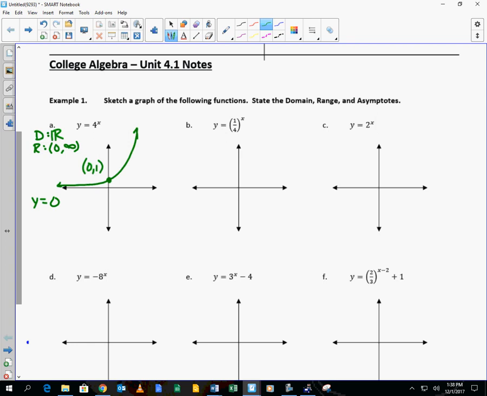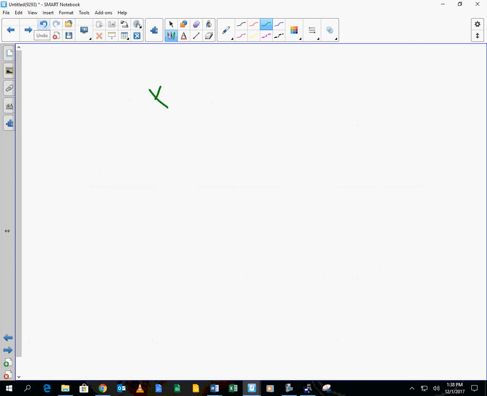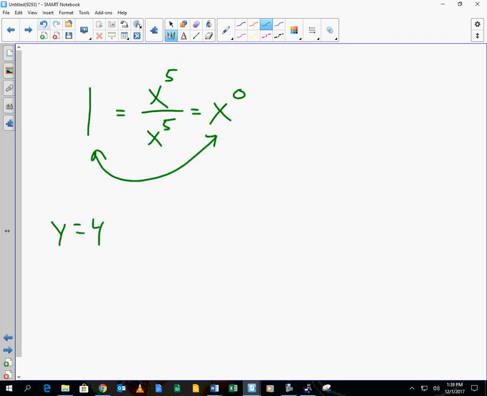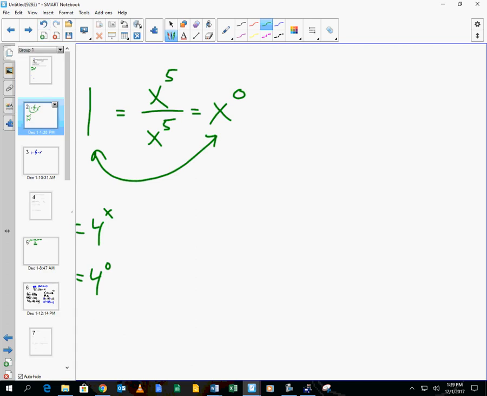It always passes through 0, 1, because anything to the 0 power is 1. X to the 5th over x to the 5th is the same as x to the 0, and anything divided by itself is 1, therefore anything to the 0 power is 1. Right? So if you have y equals 4 to the x, and you plug in 0 for x, 4 to the 0 power is 1. Okay, we look at the next one.